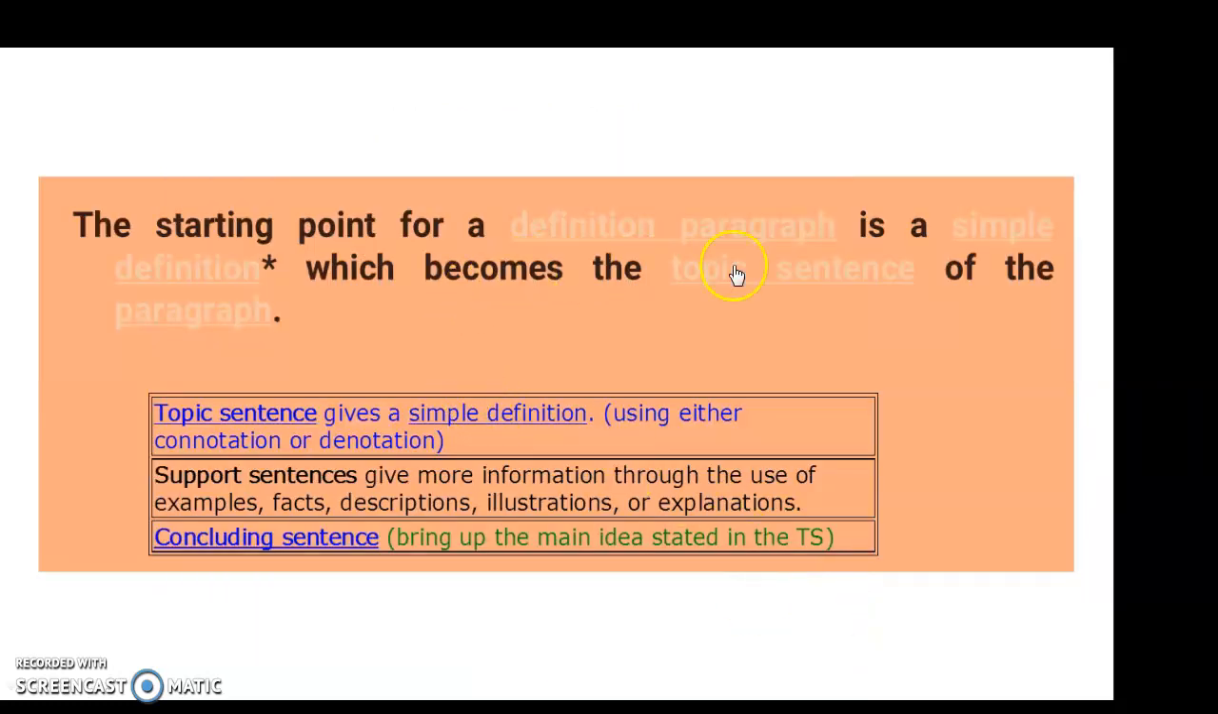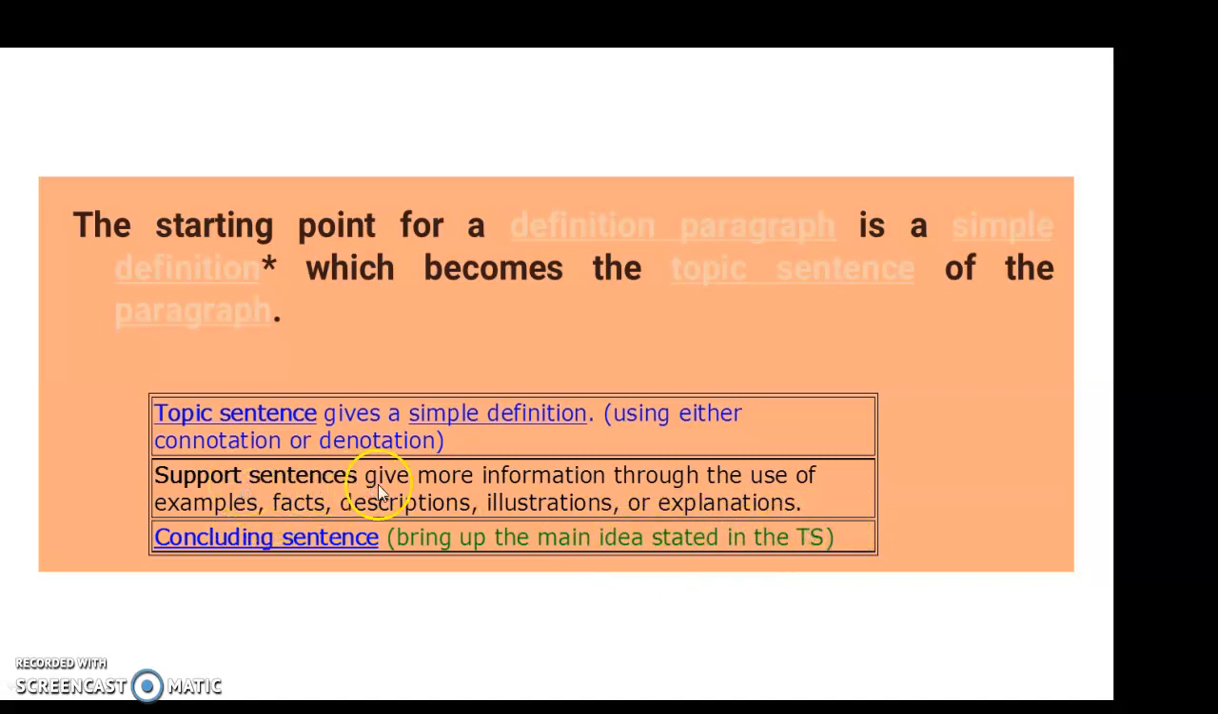The starting point for a definition paragraph is generally a simple definition, which becomes the topic sentence of the paragraph, though it is not a rule. That's why you see the start right here. Topic sentence gives a simple definition, using either connotation or denotation. That's why I'm telling you, it's not a dictionary by the book, which is one of the things that I saw in one of your examples and one of the drafts that you submitted. So you need to combine both, denotation and connotation.